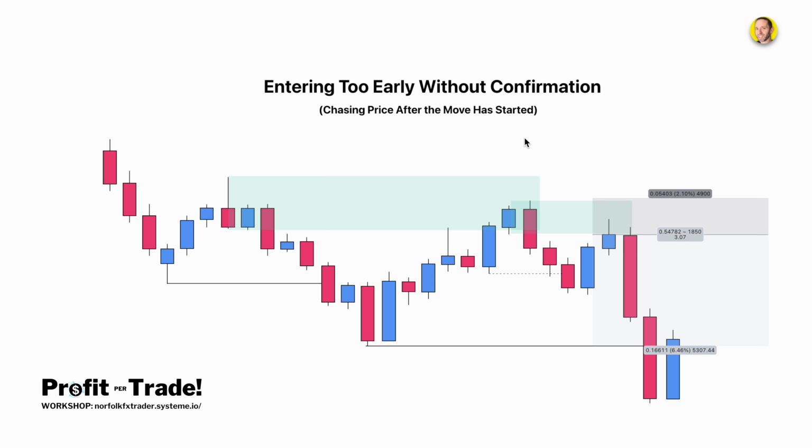Don't blindly just set your entry and hope it's going to work. This is now a good time to set and forget an entry, because you've had the confirmation of a break of structure to now look to run for this low. So that is one thing many of you are doing. You are entering too early without the proper confirmation.